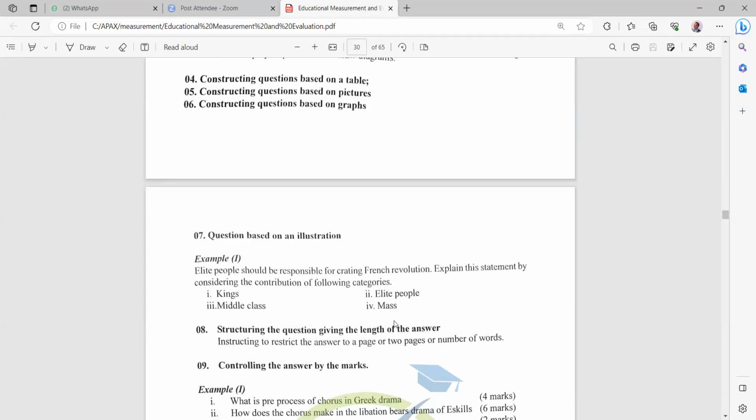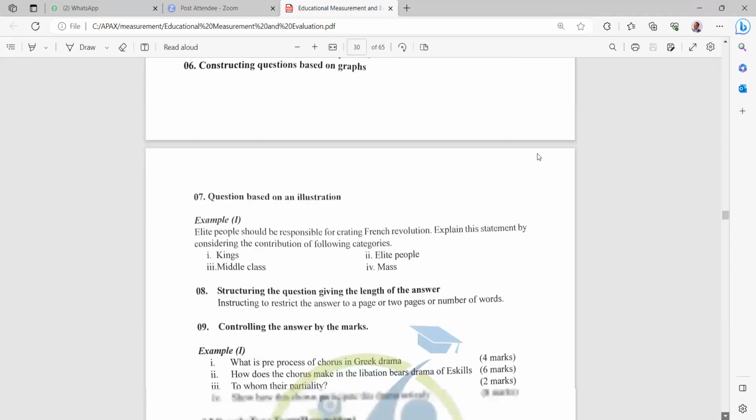Structuring the question in the length of the answer. We give a word limit. Instructing to restrict the answer to a page or 2 pages or number of words. Or you can control the answer by the marks. Within the subsections, we give marks, allocated number of marks. So students can limit their answers by looking at the marks. What is pre-process of chorus in Greek drama? 4 marks, right? So we should know that we have only 4 marks.